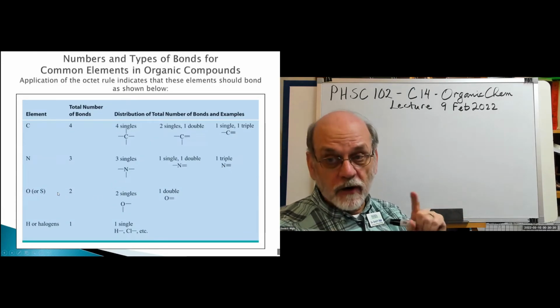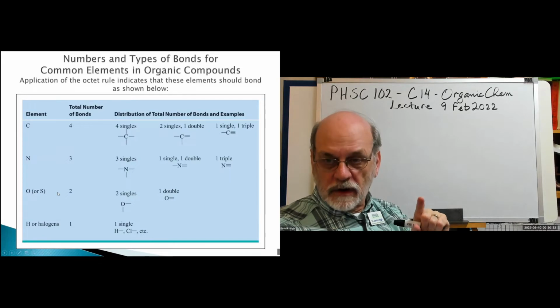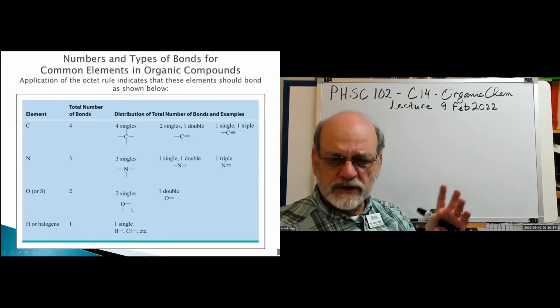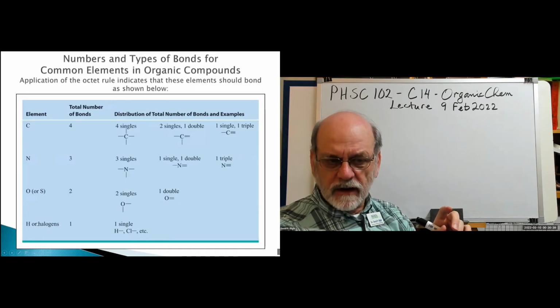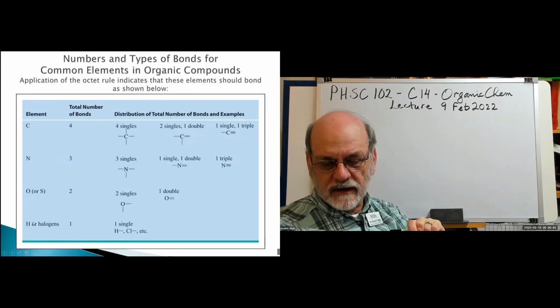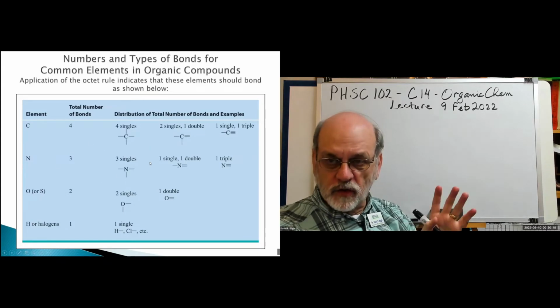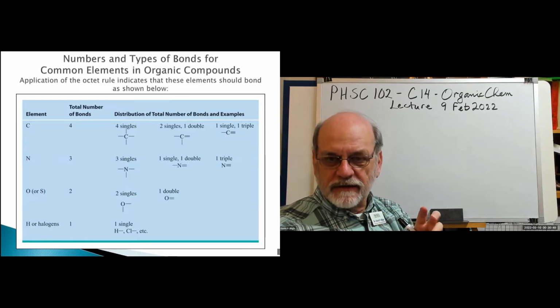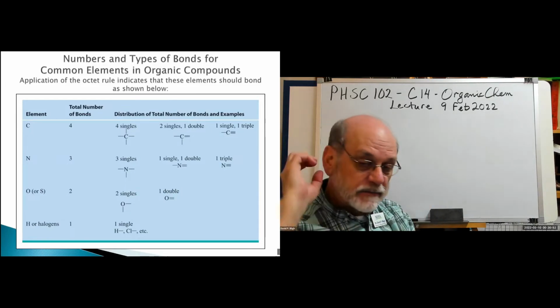Oxygen and sulfur also will only have 2 bonds, and they'll be satisfied. So it'll be 2 singles or 1 double. Hydrogen and the halogens all only single bonds. So if we remember these rules and follow them when we start to build compounds, then we are less likely to make mistakes.